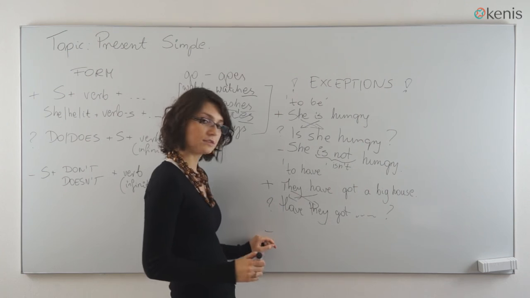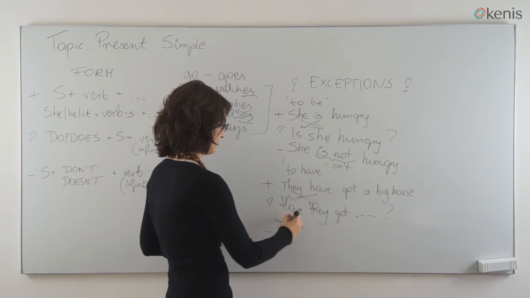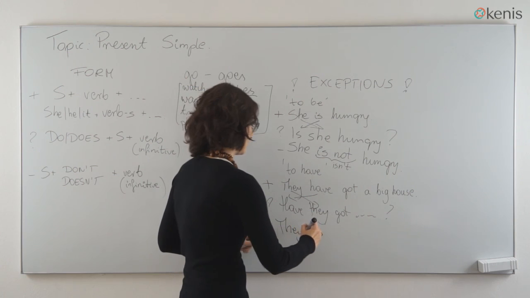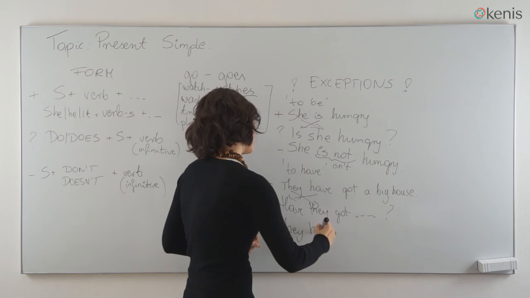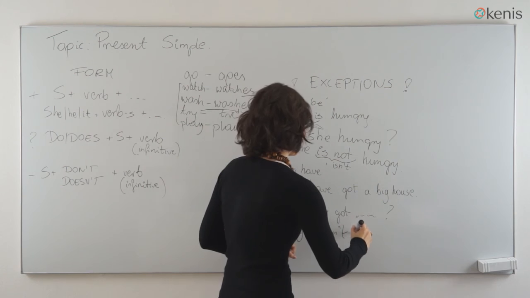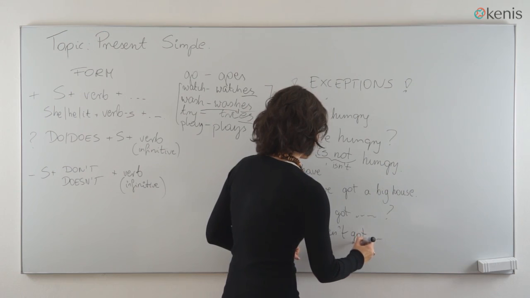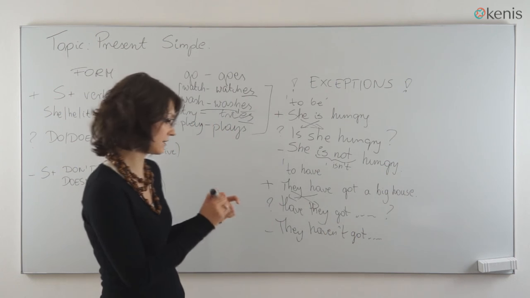And in negative sentences we use not. So they haven't got a big house. They haven't got a big house.